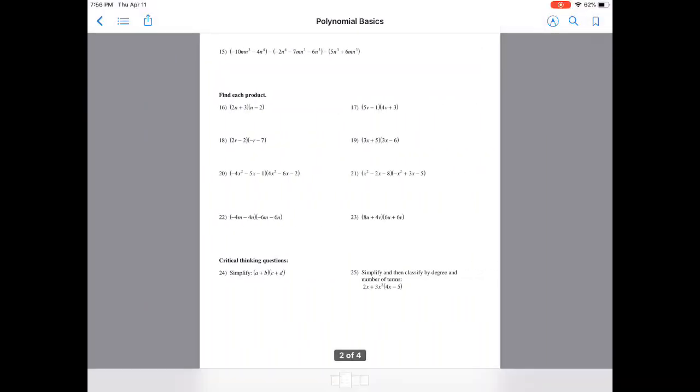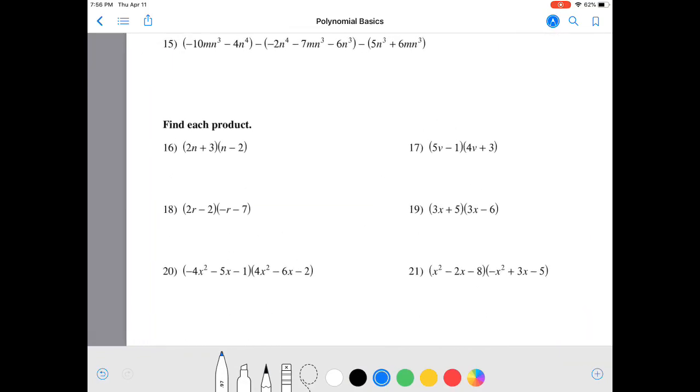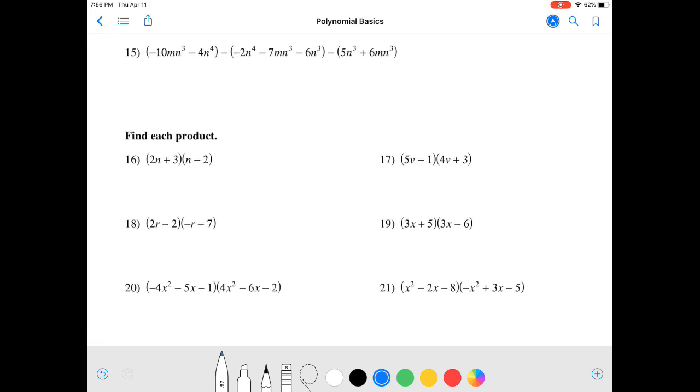All right, turn over to the back of the sheet. You'll see there's a couple more difficult addition and subtraction problems there. And now we're going to just review multiplying. I'm going to show you guys the distribution method on problem 16 and the box method on problem 17.